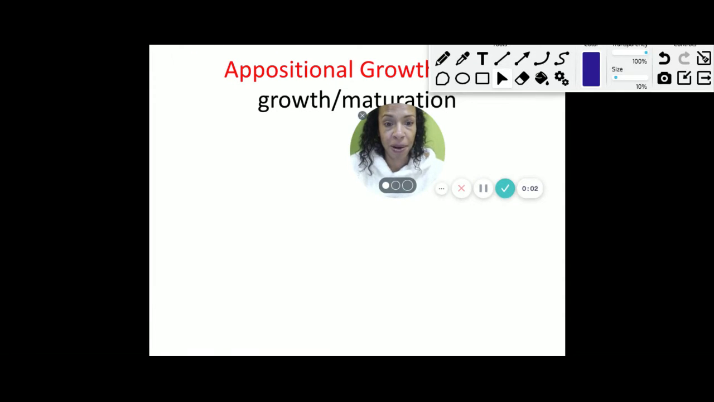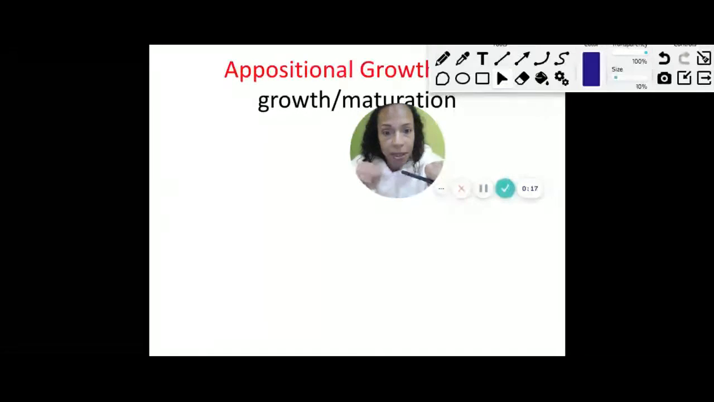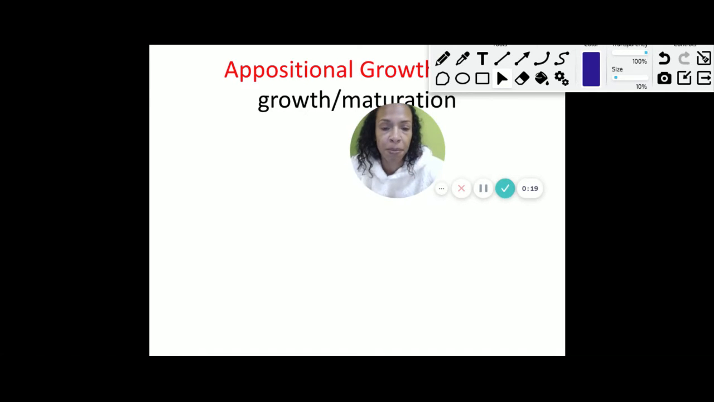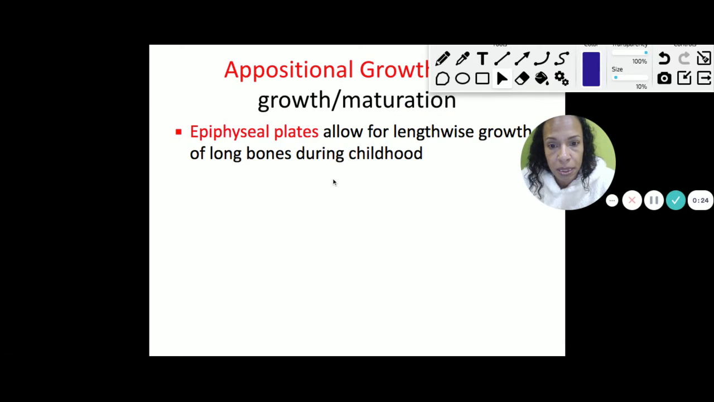Okay, so we're back to talk about appositional growth. And when you think appositional, think how close it sounds to oppositional. And you'll remember that this is the growth that occurs in kids and teens that helps your bones grow in length and in width and proportionately. Proportions matter. Okay, so let's get down to it.